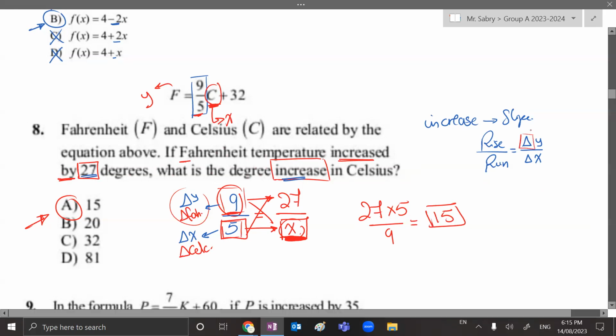This triangle here means the change. They need to know the change in X when a change of 27 happens to the Y.